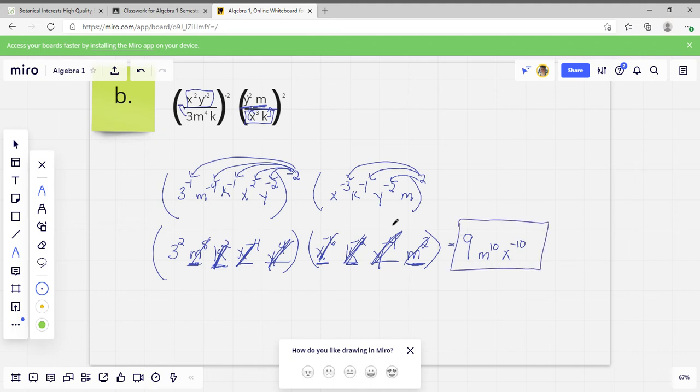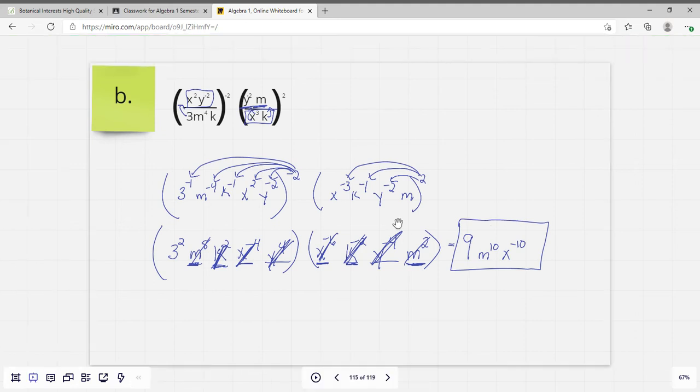And there's that one. I know these were a little more tricky than the ones that I did in the examples. All right.